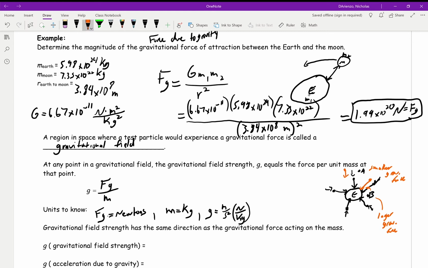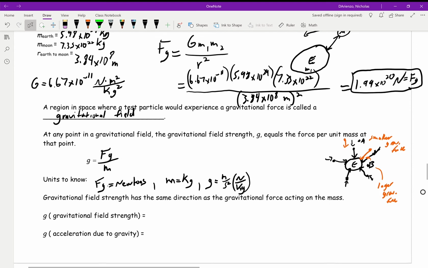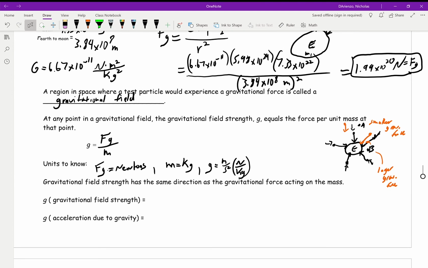A is farther away from Earth. It has a smaller gravitational field vector, which is indicating that it is experiencing a smaller force at that point. And the farther away we go from Earth, the weaker the gravitational field strength will become, which again, lower force, lower acceleration, it's going to have a smaller effect on a particle, and it's going to move that particle slower towards Earth.